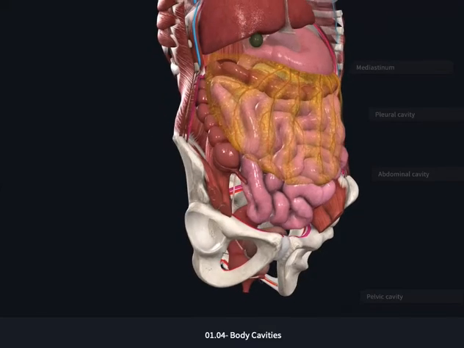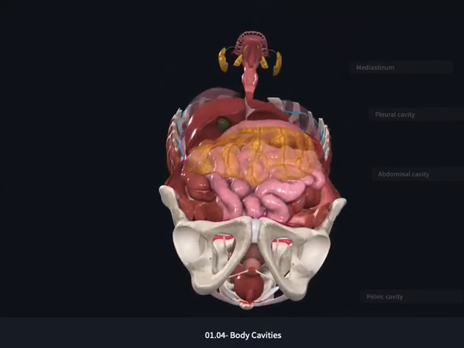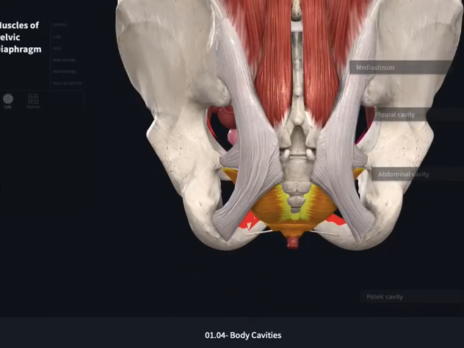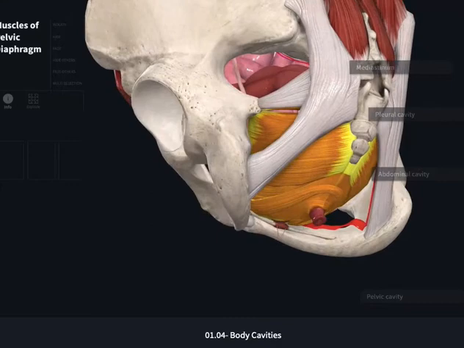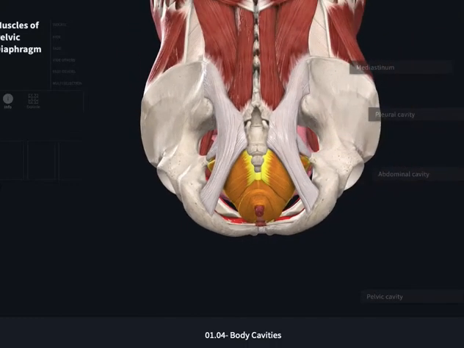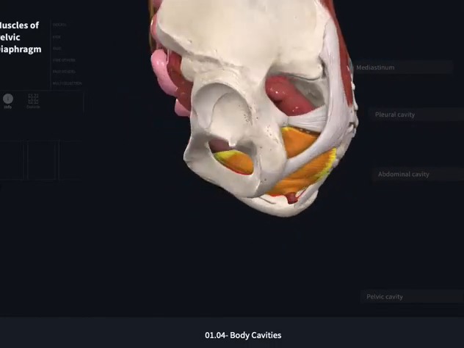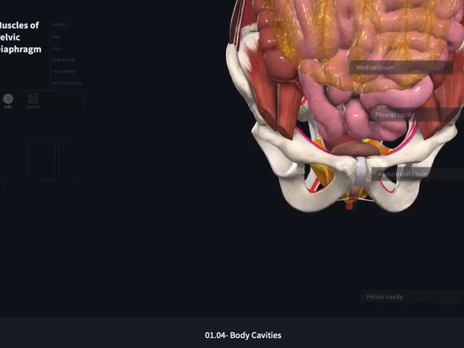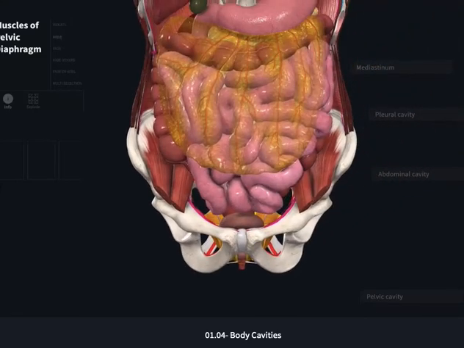Now, the pelvic cavity is going to be bounded inferiorly by the muscles of the pelvic diaphragm. So you can see that without these muscles, there's just going to be a large opening positioned inferiorly. So these are going to not only help provide resistance, but they're going to help support some of the contents within the pelvic cavity.